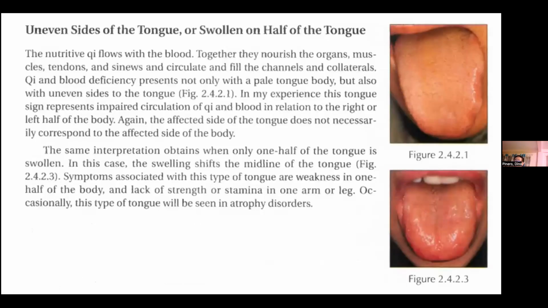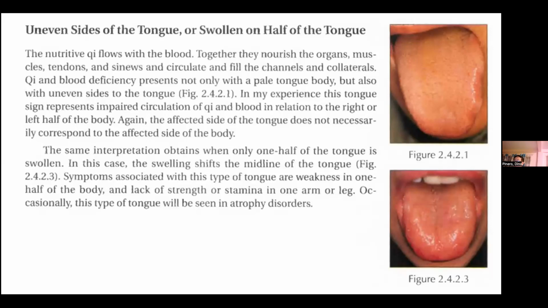Next, we have uneven sides of the tongue. Swollen on the whole half of the tongue. The nutritive chi flow with the blood. Together, they nourish the organs, muscles, tendons, and sinews, and circulate and fill the channels and collaterals. Chi and blood deficiency present not only with the pale tongue body, but also with uneven sides to the tongue.